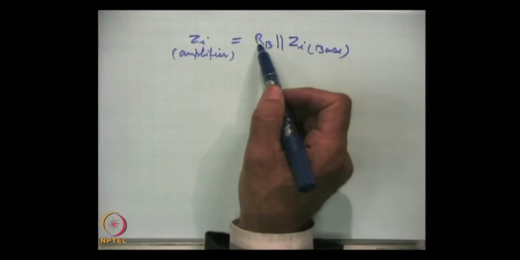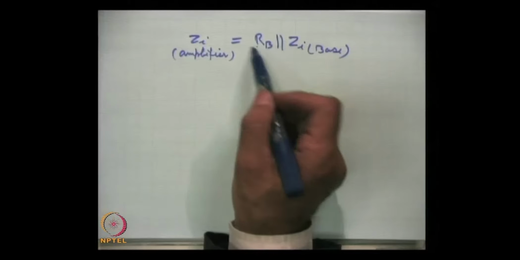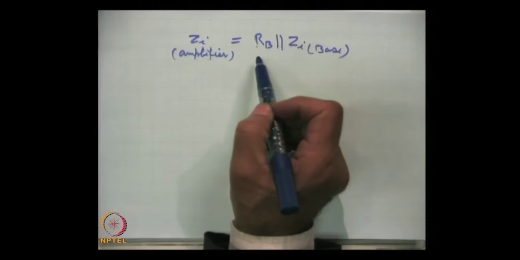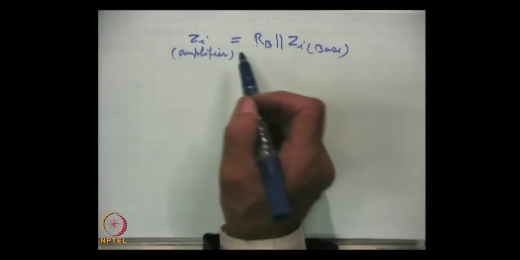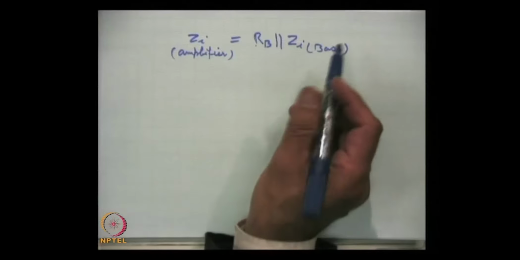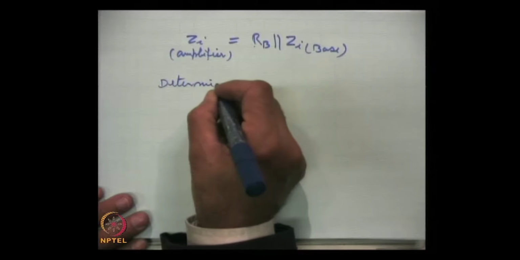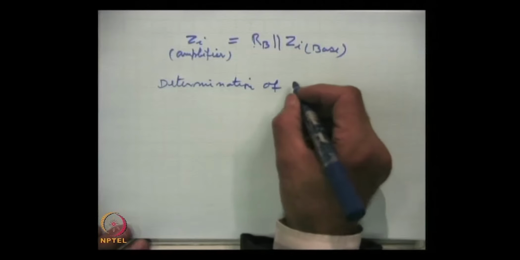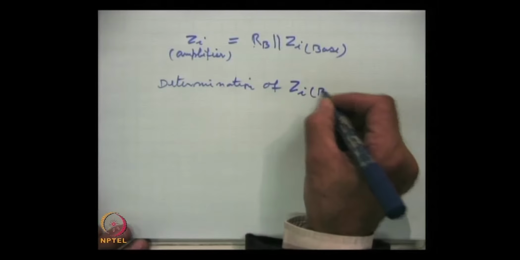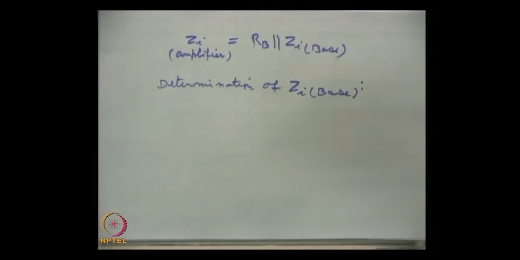Now, this is known by design for DC analysis, what the values of the R 1 and R 2 resistances are. So, this we know. Our task of calculating the input impedance of the amplifier is reduced to finding out Z in base. So, determination of the input impedance at the base, which we are calling Z I base.